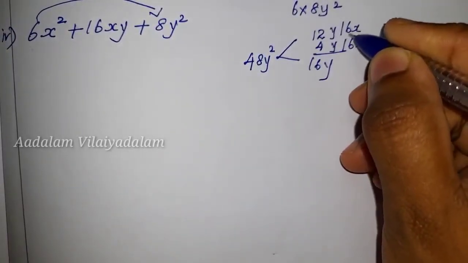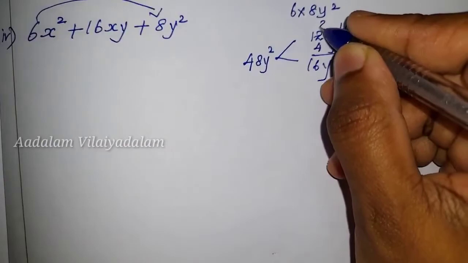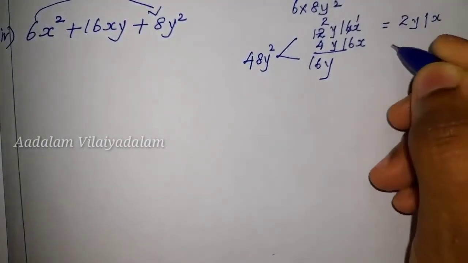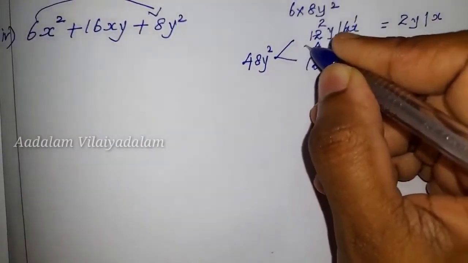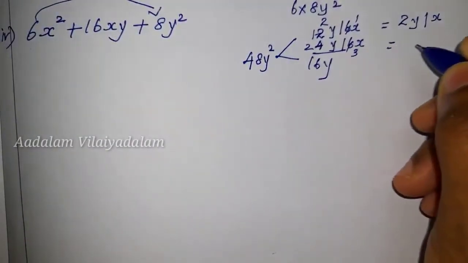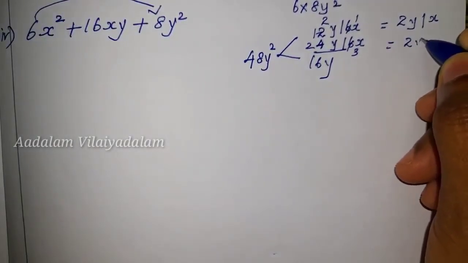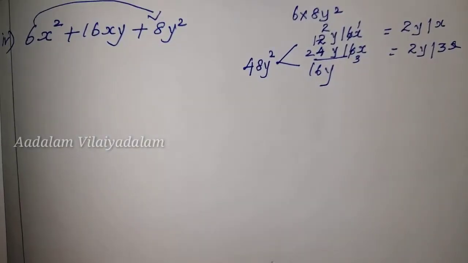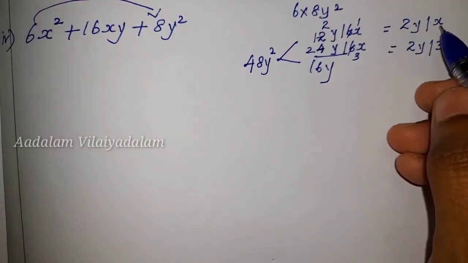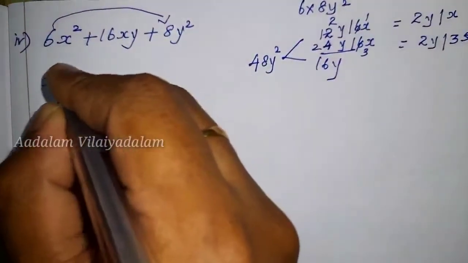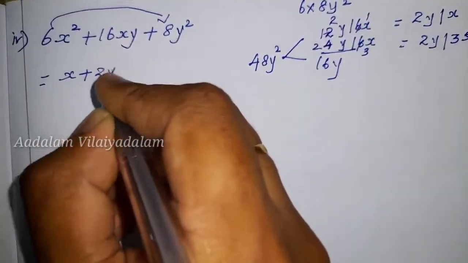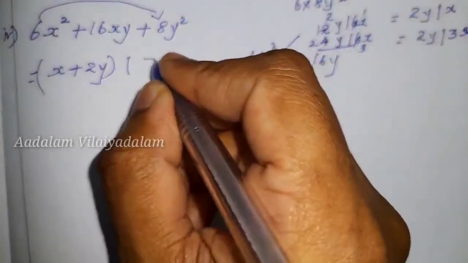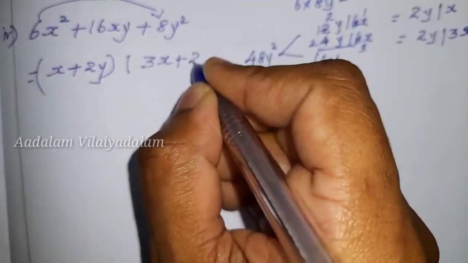So in 6 table, 6 1s are 6, 6 2s are 12. So the first one is 2y divided by x. The second one, 2 2s are 4, 3 2s are 6. So 2y divided by 3x. The first factor is x plus 2y. The second one, the denominator is 3x. So 3x plus 2y.